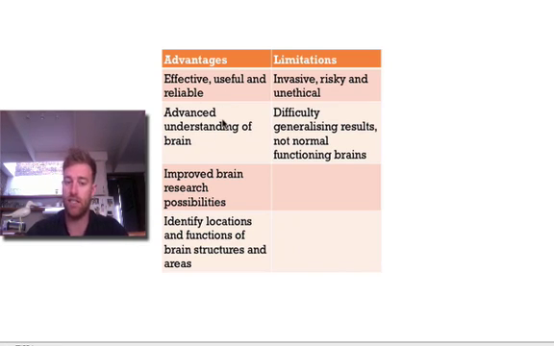It gave us a great understanding of the brain, and it improved our research abilities because it started to give us a map. Once we had a map, then we could use some not so intrusive or invasive methods. So it's risky, it's unethical. Sometimes it's hard. Not everybody's brain is exactly the same. It's pretty close, but not exactly the same. And usually, not normal functioning brains.